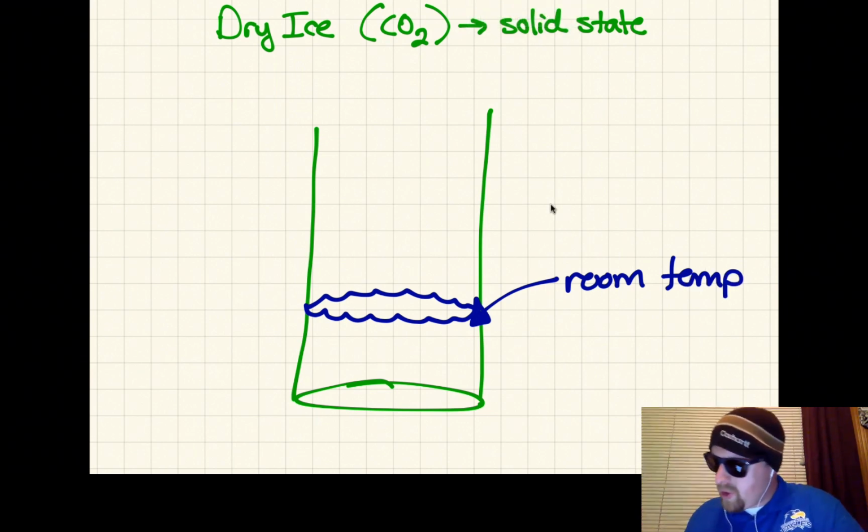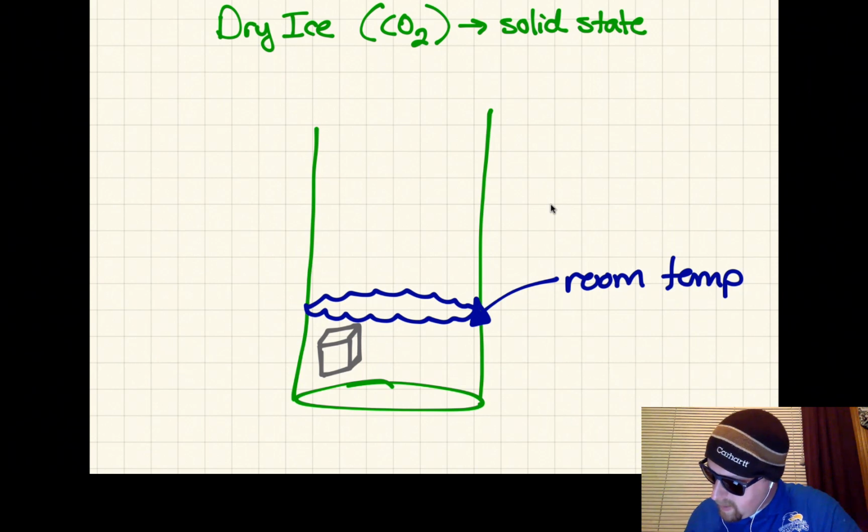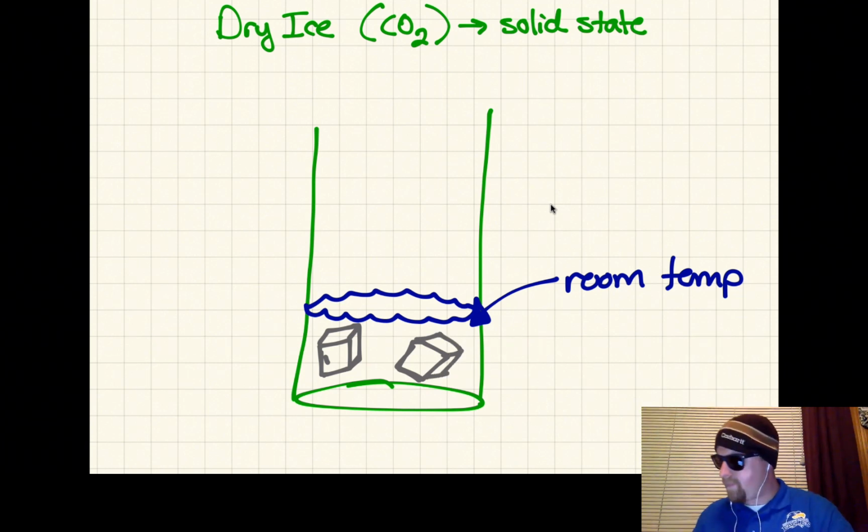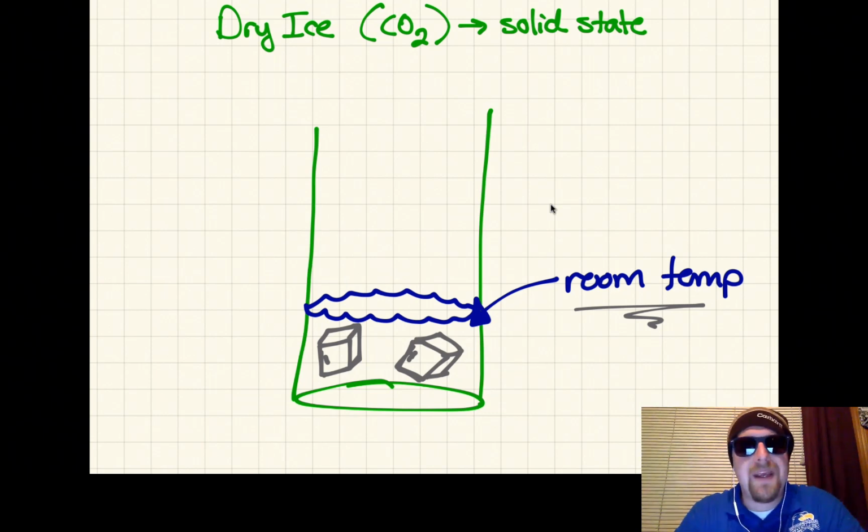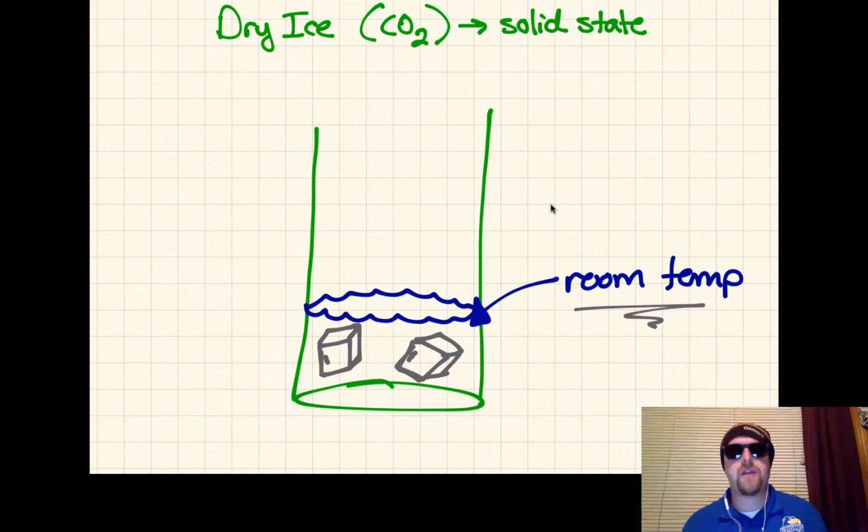Now we're going to take chunks of this dry ice and put those chunks inside of the water. You have to remember, dry ice is very, very cold. So when it hits this room temperature water, it's like jumping into boiling hot water. If we were to put an ice cube in boiling water, immediately this dry ice is going to start to change state. Except that CO2 doesn't really go to a liquid state. CO2, dry ice, goes directly to a gas.